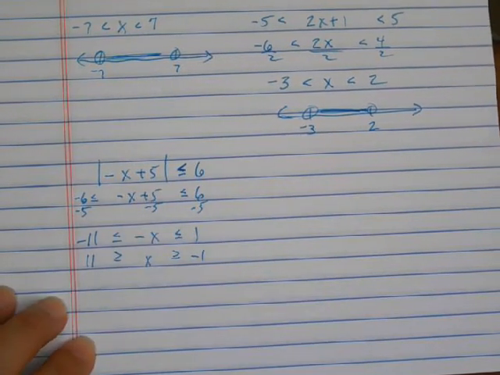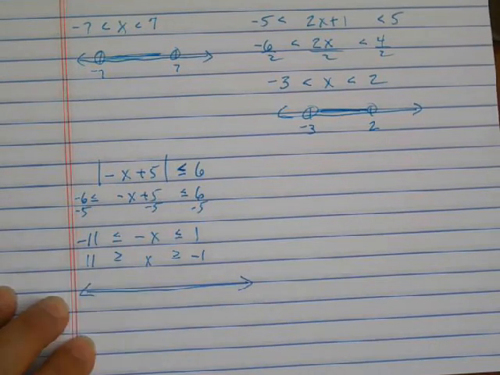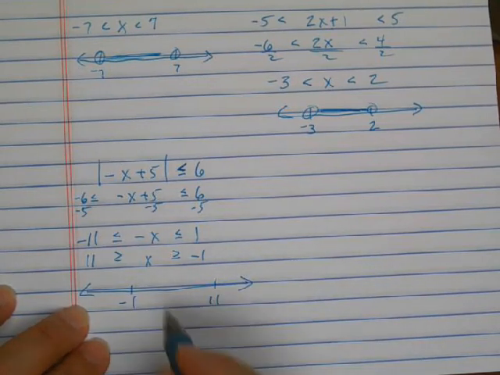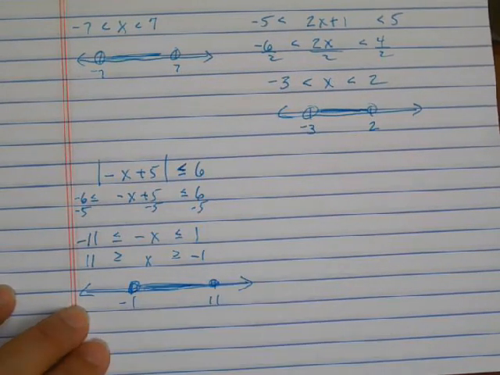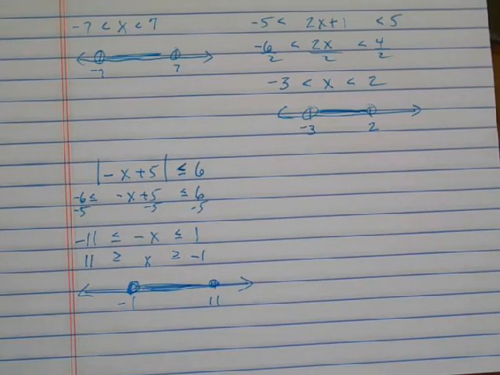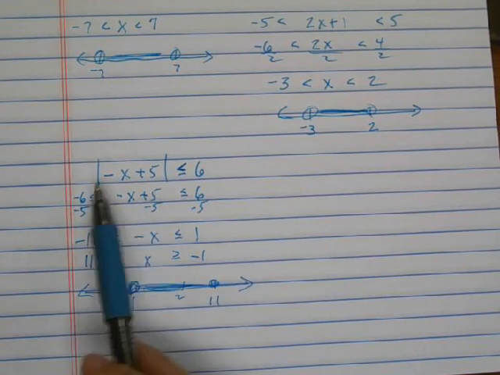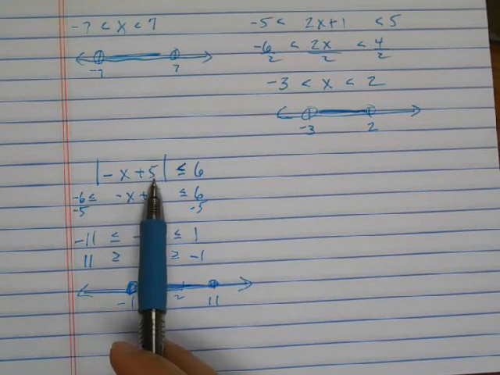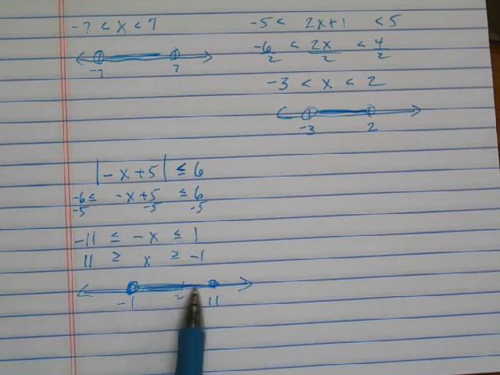So now, my solutions for x are going to be between -1 and 11, and all the numbers in between, and then closed dots because it's less than or equal to. Let's just pick a number in here and see if it works. 2 would be inside of here. The opposite of 2 is -2. -2 plus 5 is 3. The absolute value of 3 is less than 6. So everything inside here that we've shaded should actually work in that equation.